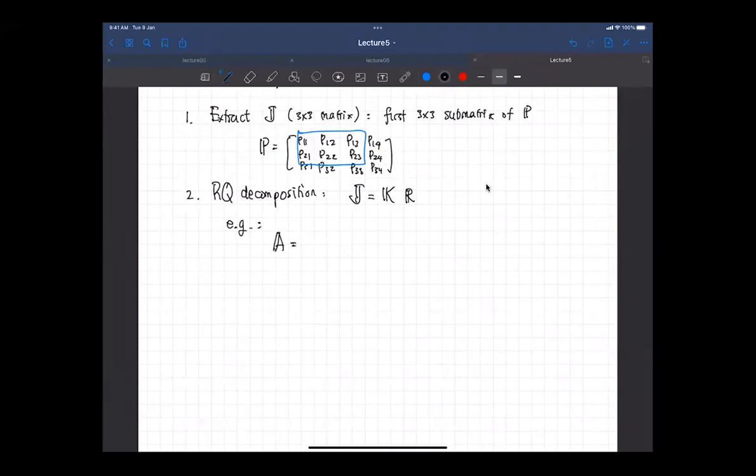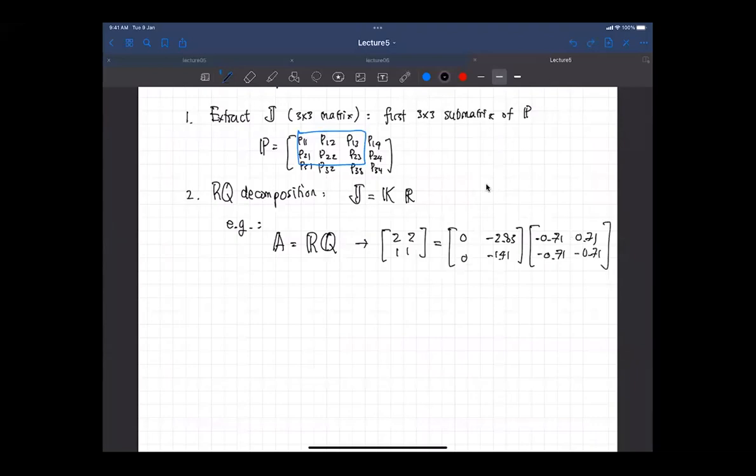A can be decomposed into RQ. For example, if you have a matrix 2211, and you do the matrix decomposition, it will be 0, 0, minus 2.83, minus 1.141, multiplied by 0.71, 0.71, 0.71, minus 0.71. It happens to be this way for this particular example. So basically, this part here has to be a triangular matrix. So the right part of the matrix has to be a triangular matrix.